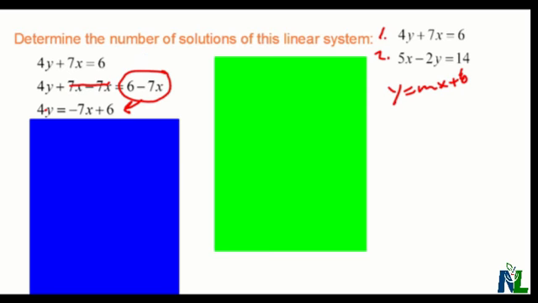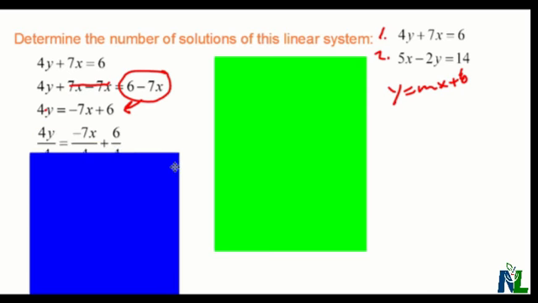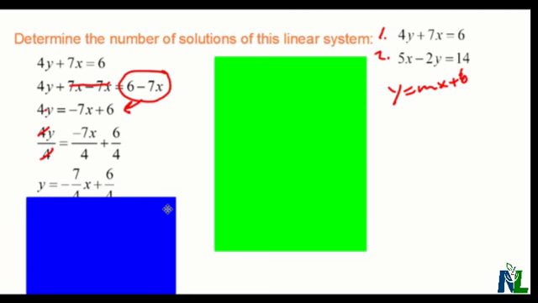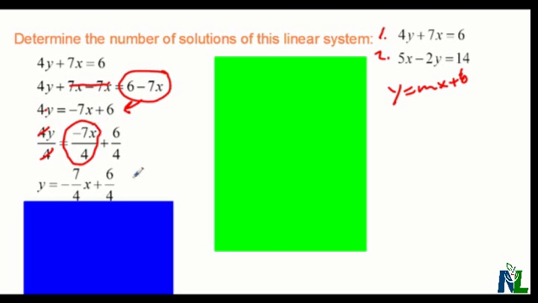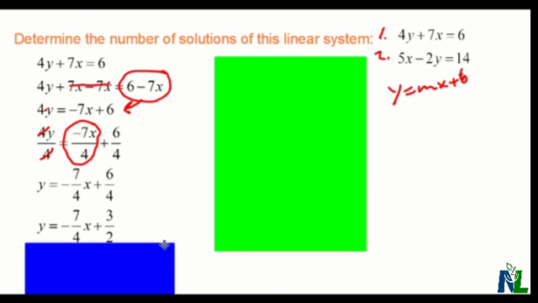4y on the left-hand side means 4 times y. So to get y by itself, I'm going to divide the left-hand side by 4. But because I divide the left-hand side by 4, I must divide both pieces on the right-hand side by 4 as well. 4 divided by 4 is 1, so I'll have 1 times y, which is just y on the left-hand side. And on the right-hand side, I've got negative 7x divided by 4, so that's just going to be negative 7 over 4x. And I've got plus 6 over 4. Now that 6 over 4 can reduce. 2 goes into 6 3 times, and 2 goes into 4 twice. So I end up with y equals negative 7 over 4x plus 3 over 2.